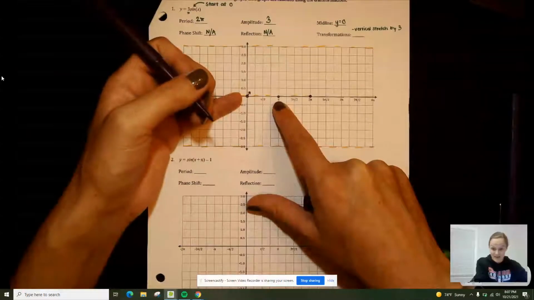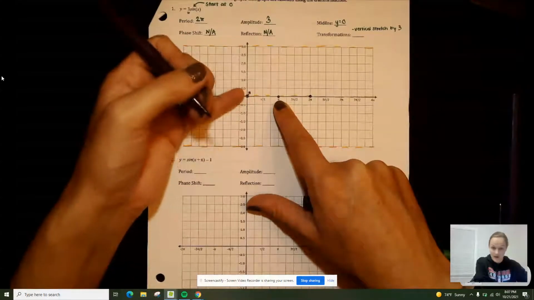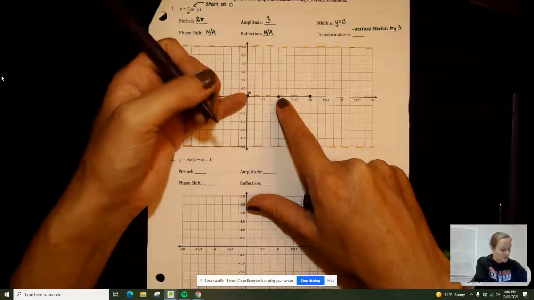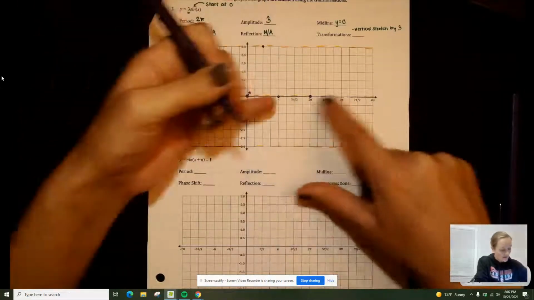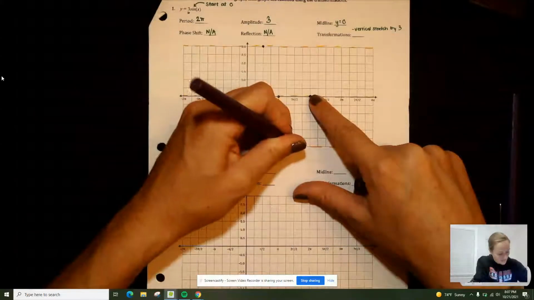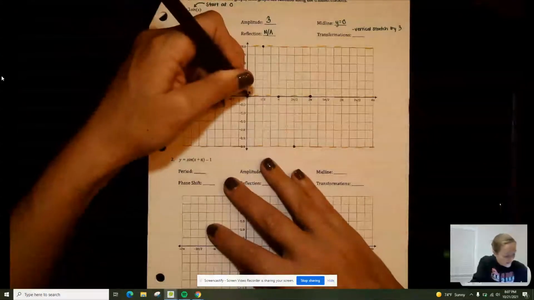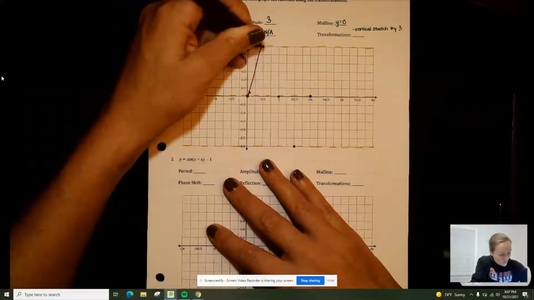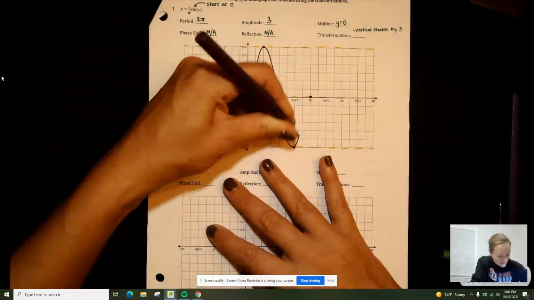I have a maximum between the first two zeros because it goes up after the first one. So at pi over 2, I have a max. And between the next two, I have a minimum. So at 3 pi over 2, I have a minimum. Between these 5 points, these are my core 5 points, I can create one period of that sine curve.